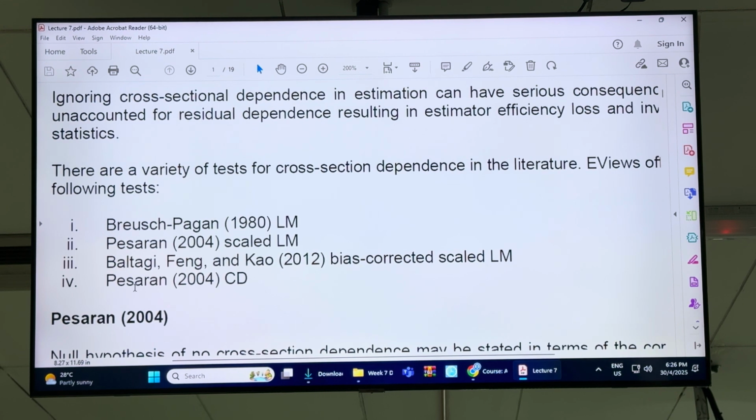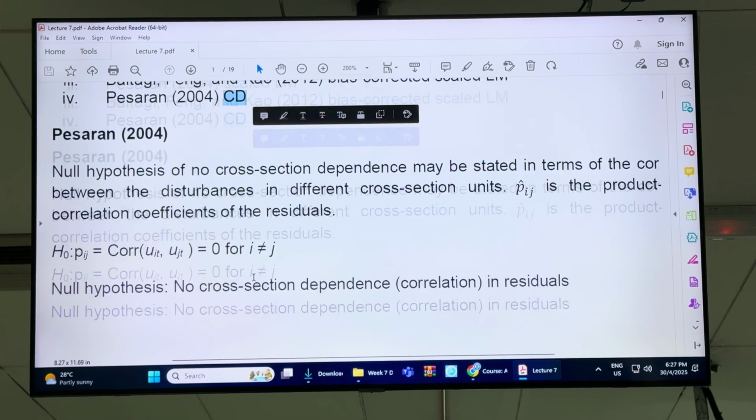Then we also have Pesaran 2004, which we call the cross-dependency test. This is widely used in research as compared to Baltagi et al. 2012, because Baltagi et al. 2012 is just a correction based on the original scaled LM test. So it does not take into account the issue raised by the 2004 paper. So let's see the differences here.